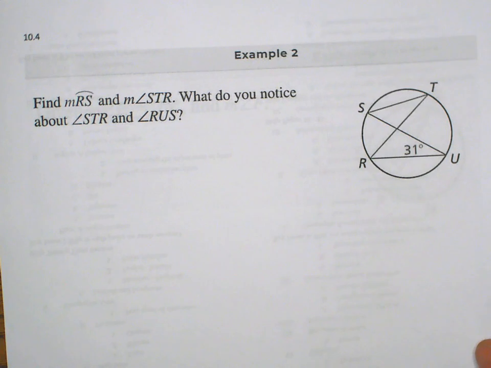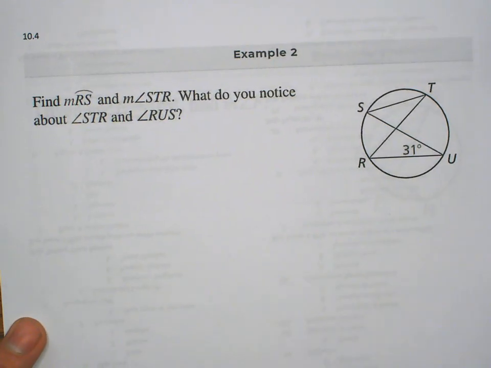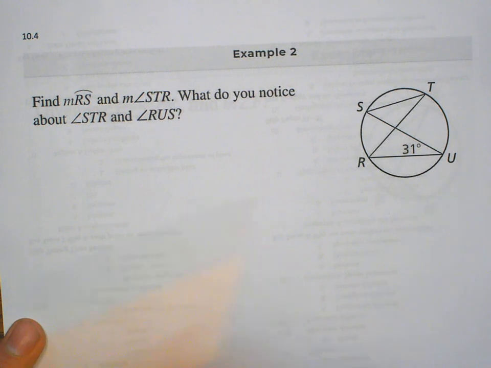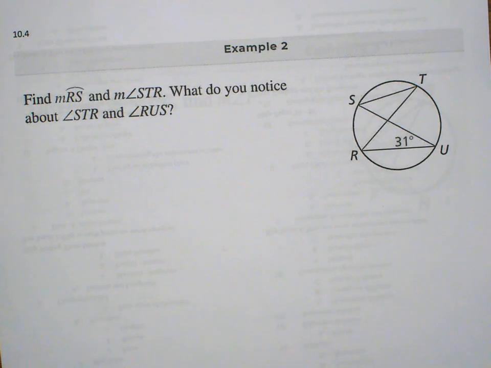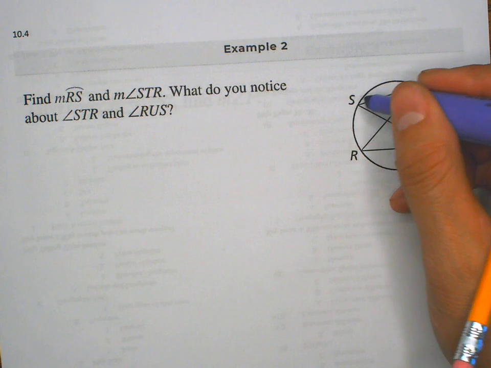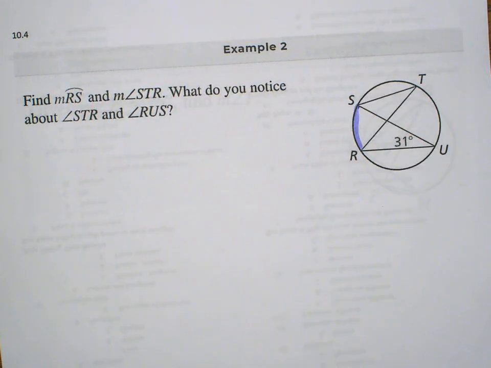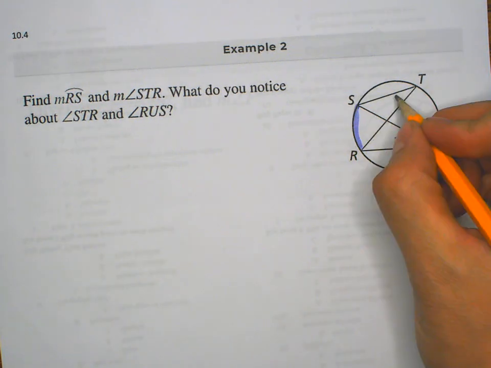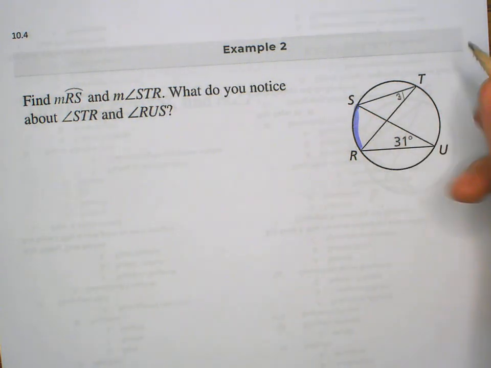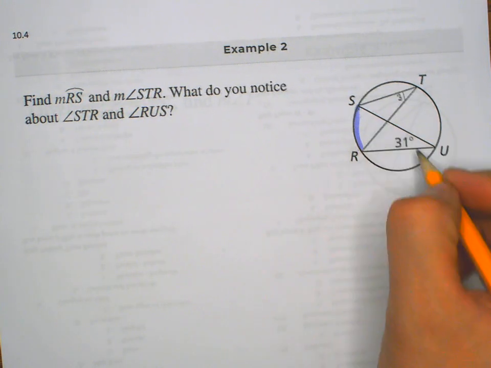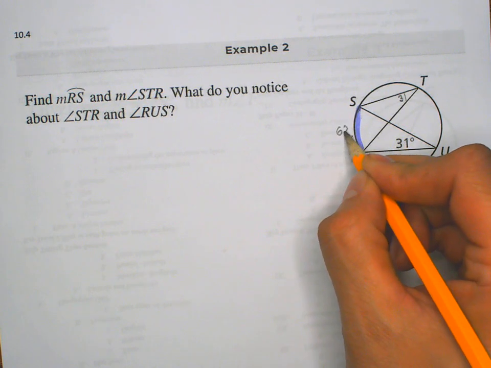All right, let's take a look at example number 2. It says find the measure of RS and angle STR. And what do you notice? All right, so first thing, we notice here that we have the same angle being shared by those two angles right there. Okay, so this right here is also going to be 31, and the measurement of this angle is going to be twice that angle, which is 62.